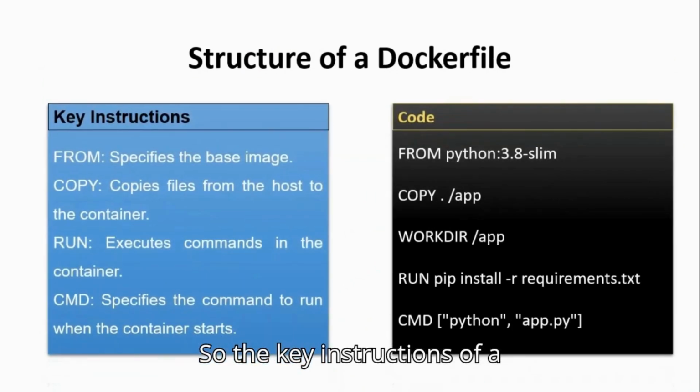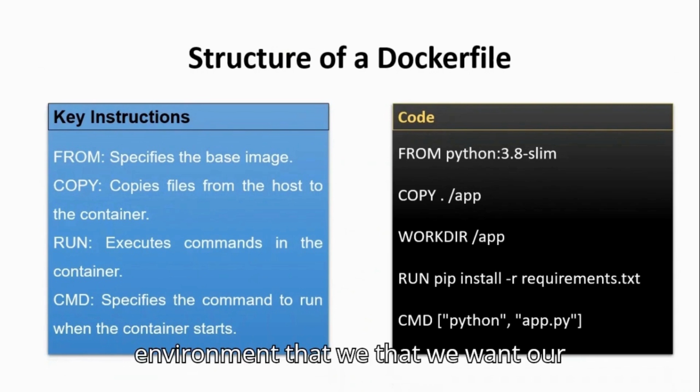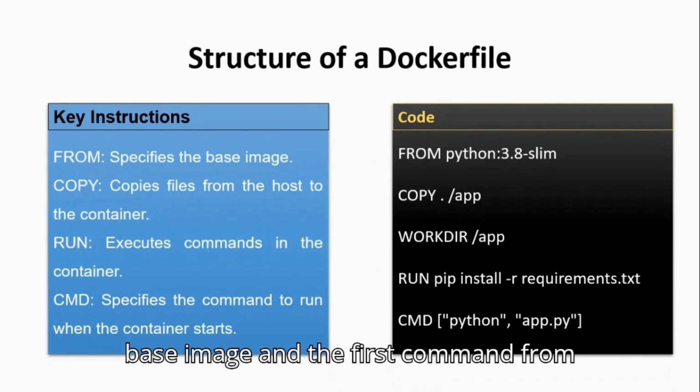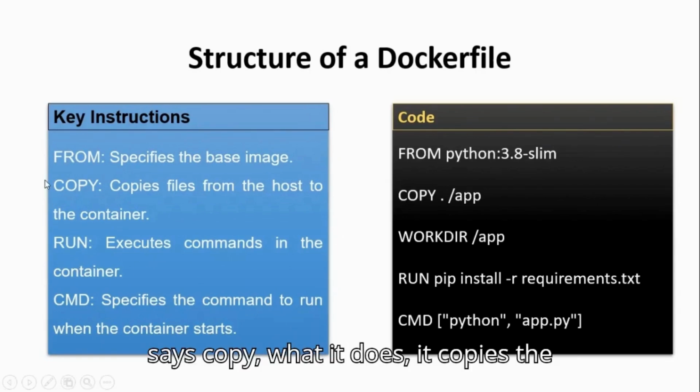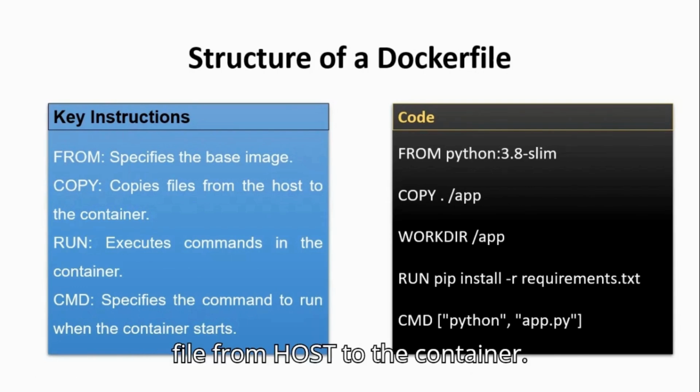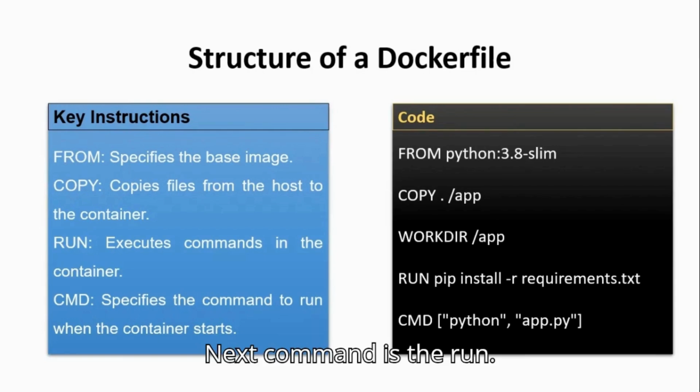So the key instructions of a Dockerfile are FROM, where we will specify the base image. This base image is nothing but which environment, Linux, Python, Windows, or which base environment that we want our application to run. We will specify the base image in the first command, FROM. Next is COPY. As the name says, what it does is it copies the files from the host to the container. Next command is RUN.